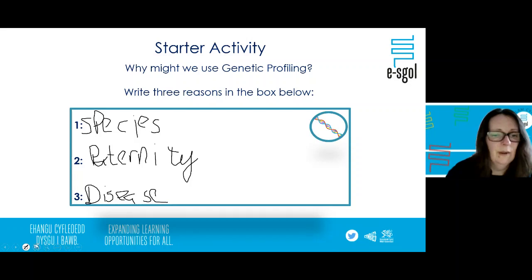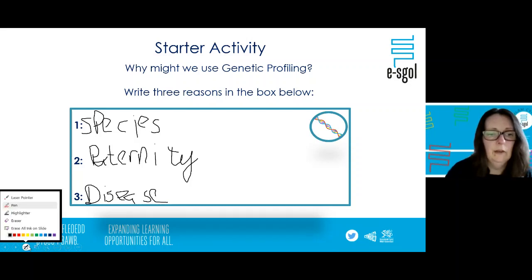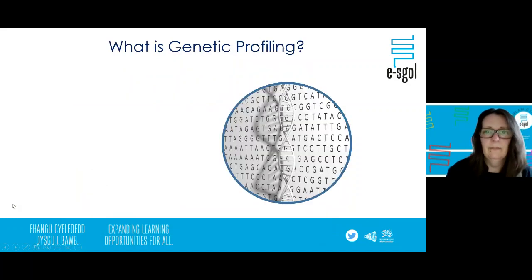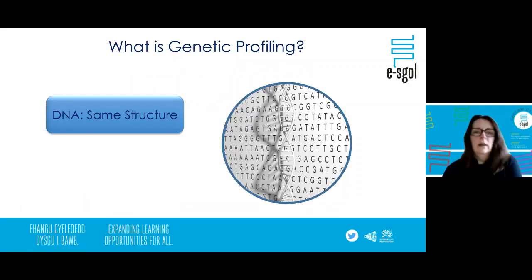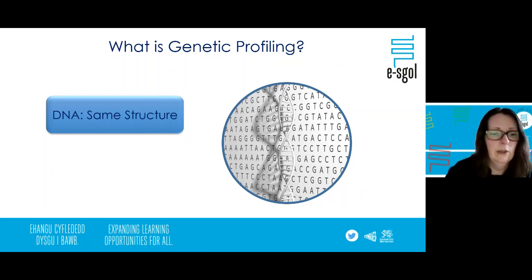There we are. Okay, so we'll move on and look at some of these areas in a little bit more detail. Okay, so the background really as to what genetic profiling is. As you can see here in that image, we've got all of our bases and we've got our double helix shape there. And for everybody that's a human, our DNA has this same structure where we've got the sugar phosphate backbone. Let me get my highlighter and show you.